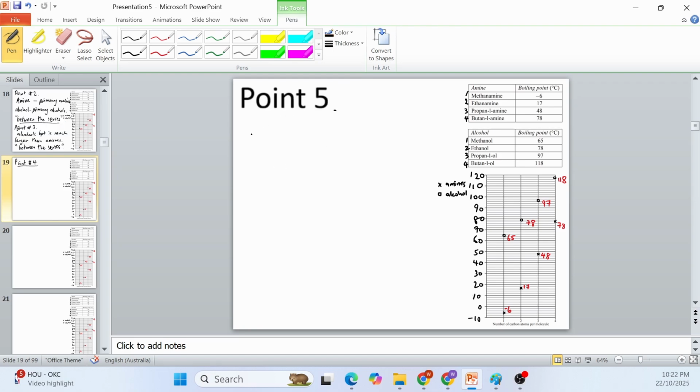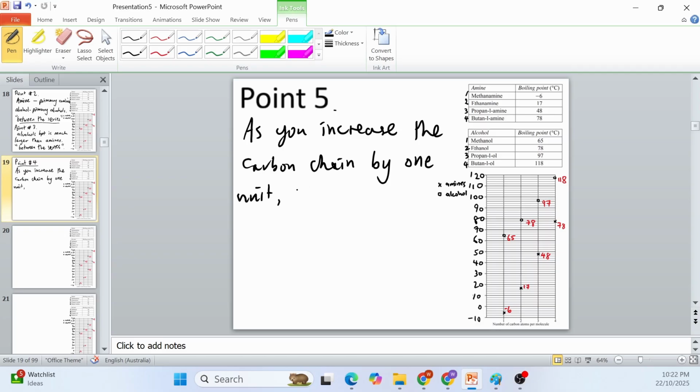Point number 5. Within the homologous structures of either the amine or the alcohol, as you increase the carbon chain by 1 unit, the resulting boiling point will increase.